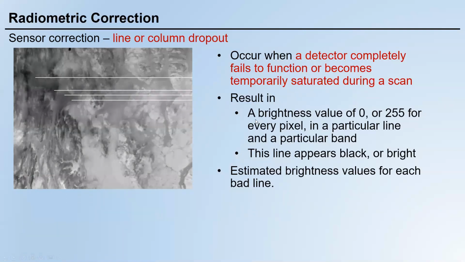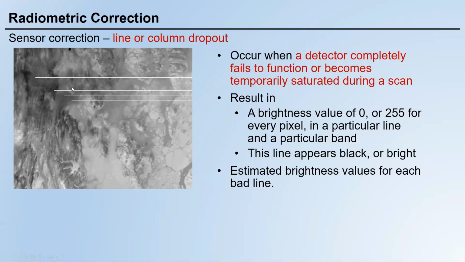So it results in a brightness value of 0 or 255. Obviously for this specific image, all those pixels have a value of 255 because they're purely white, right? If they had a value of 0, they should be all dark. So for every pixel in a particular line and a particular band, this line appears black or bright, and we need to use estimated brightness values for each bad line to fix this error.